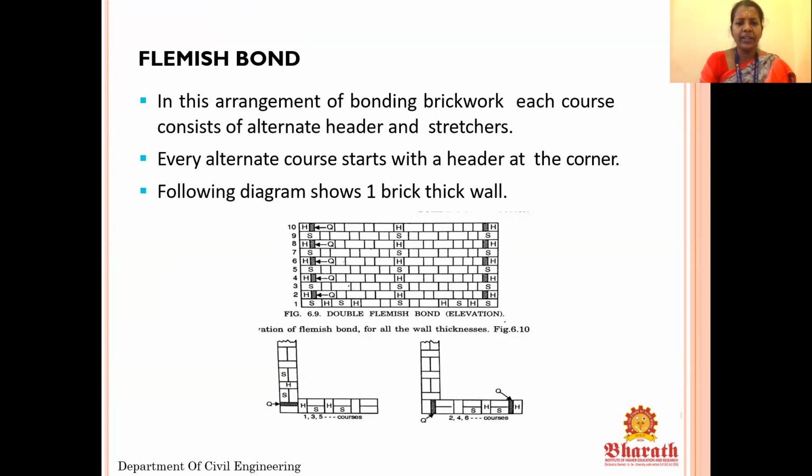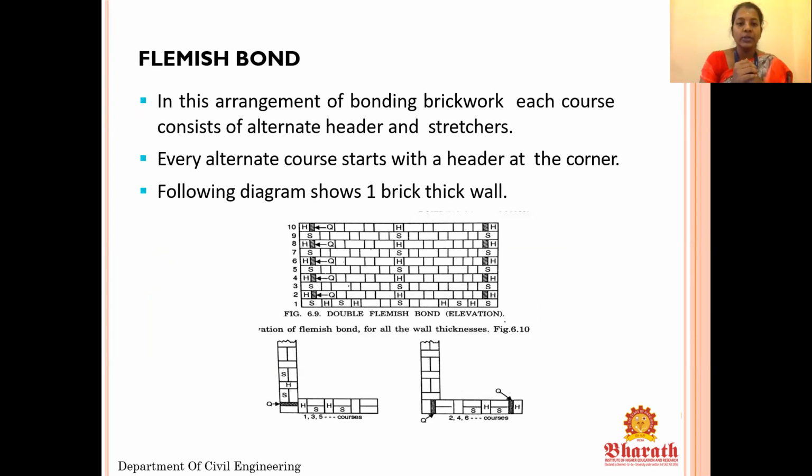Now we are coming to the Flemish bond. In this arrangement of bonding brickwork, each course consists of alternate headers and stretchers. That is, in English bond, if one row is stretchers, the other row is headers, whereas in Flemish bond, alternate header and stretcher is seen. So in the arrangement of bonding brickwork, each course consists of alternate header and stretcher.